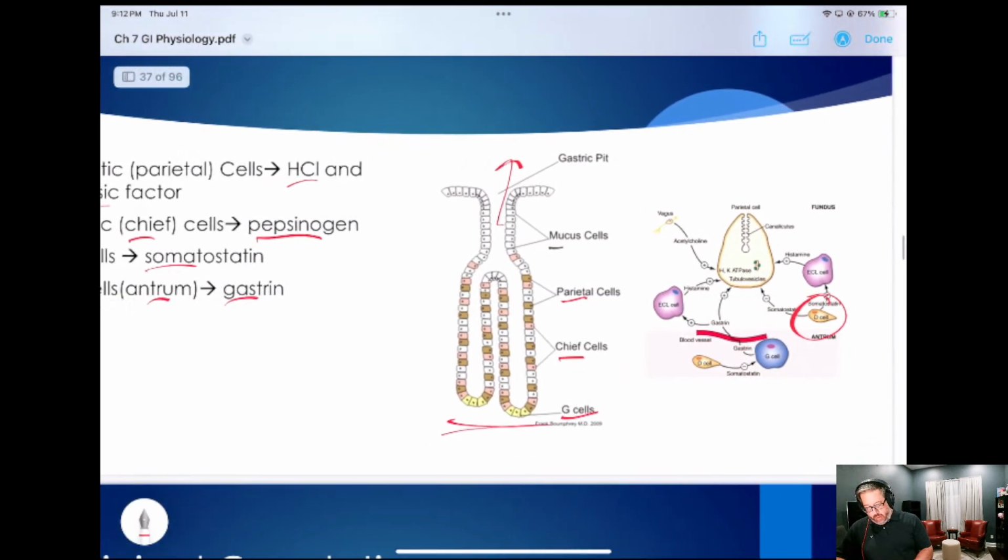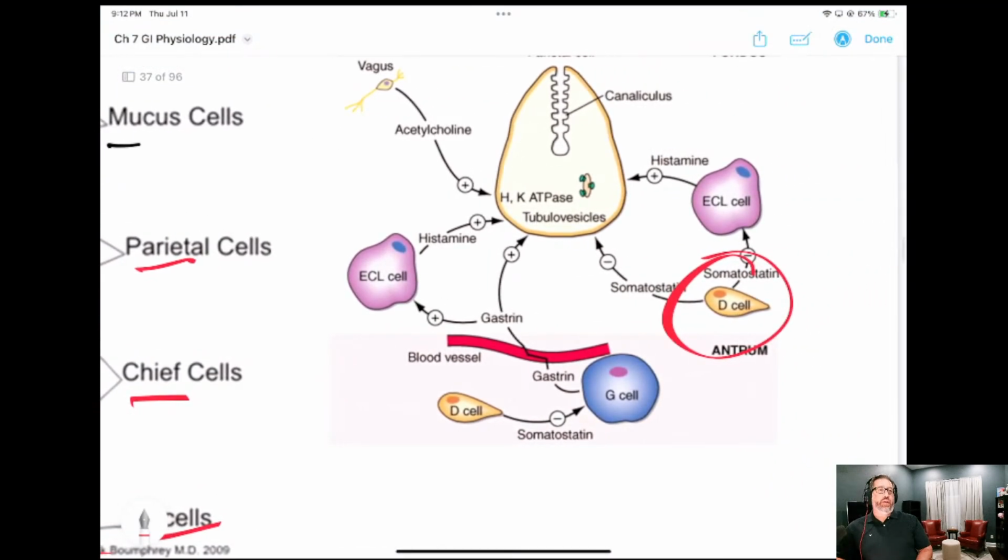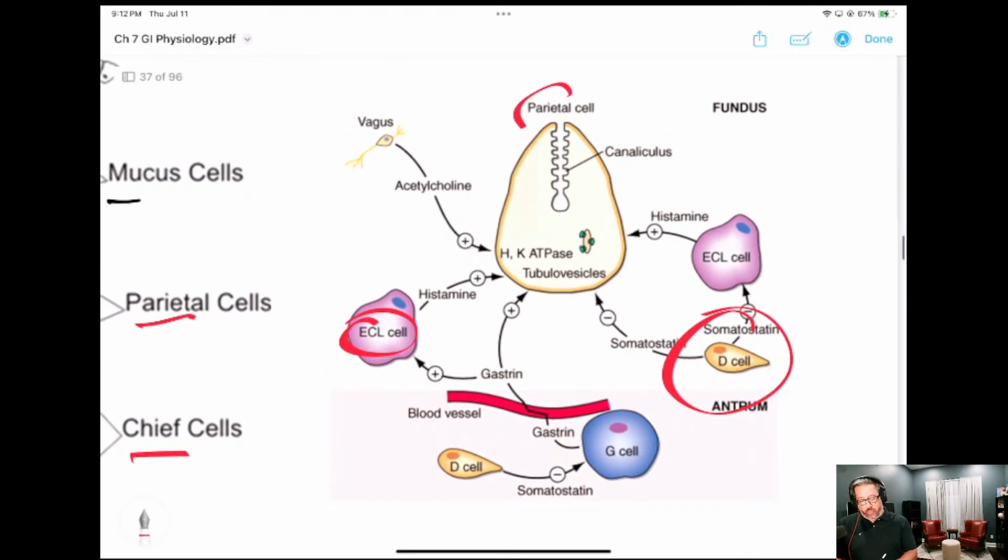Now, here is talking about paracrine control, especially with regards to histamine. Histamine is made from our ECL cells, enterochromaffin-like cells, is where our histamine comes from. Histamine will act on the parietal cell locally, paracrine effect, to increase gastric acid production. So there's your histamine cell.